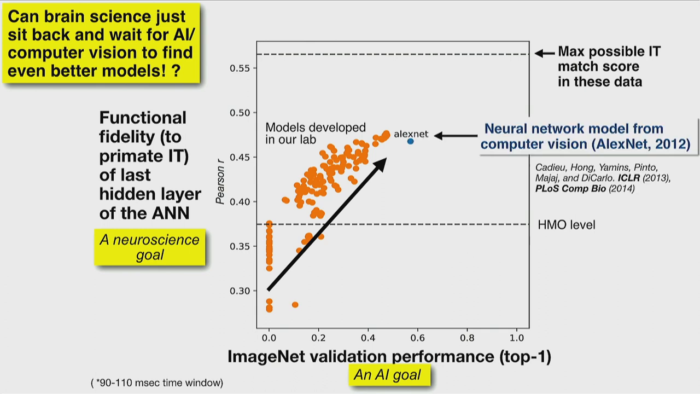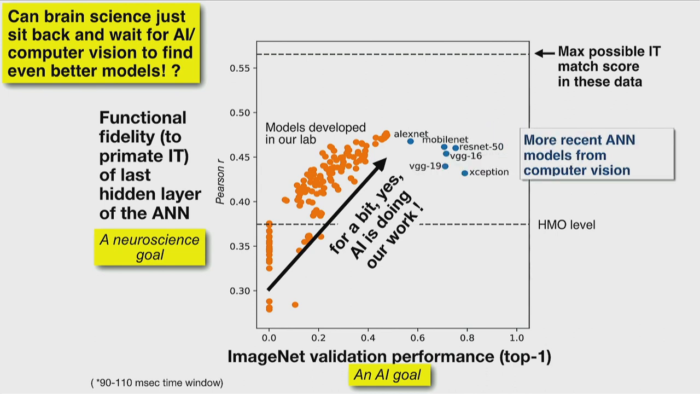But here's HMO. Here's a bunch of other models in our class. And then here's AlexNet. So first thing, AlexNet was better than the HMO model at fitting our data, at predicting our IT responses. We published that way back in these papers, if you're interested. And so AlexNet, that's cool. A computer vision model was actually also kind of fitting IT. So that continues this correlation curve I've been describing. So AI is kind of doing our work for us a bit.